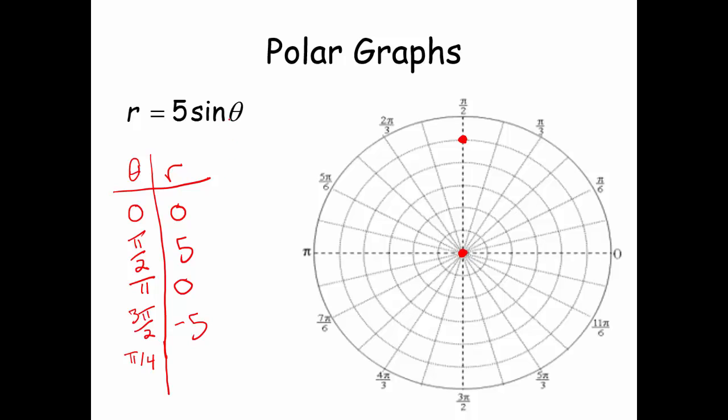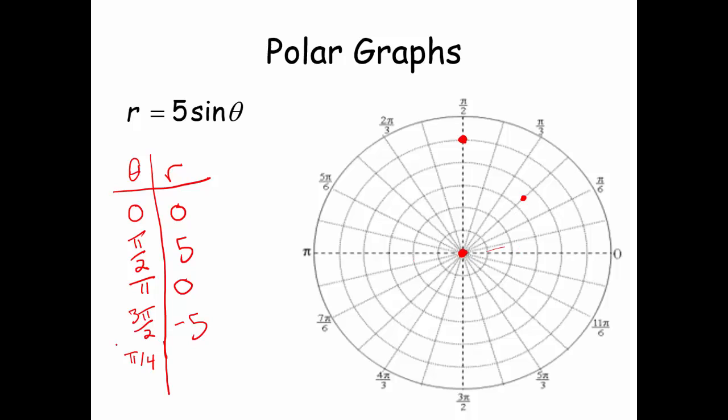So the sine of pi over 4 is root 2 over 2, which is very roughly 0.7. And 5 times 0.7 will be about 3.5. So I'm going pi over 4 radians, and I'm going to count out 1, 2, 3.5.